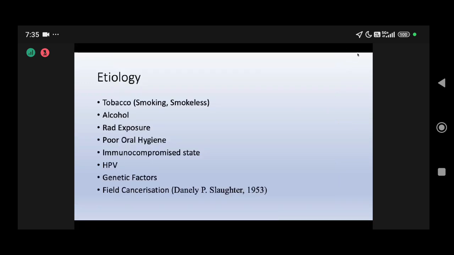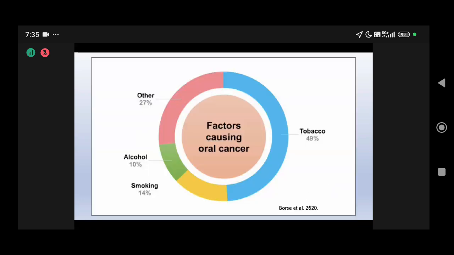Etiology: tobacco is the main etiological factor, followed by alcohol. Tobacco and alcohol together have a multiplying effect. Also, areca nut is a culprit. Radiation exposure, poor oral hygiene, immunocompromised state, HPV, genetic factors, and field cancerization are other factors. But here, tobacco is the major one. 49% of etiology is due to tobacco, in different forms like smoking or chewing tobacco, and alcohol, as I said, has a multiplying effect.